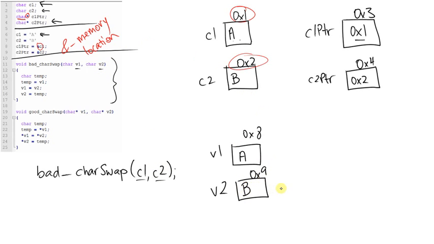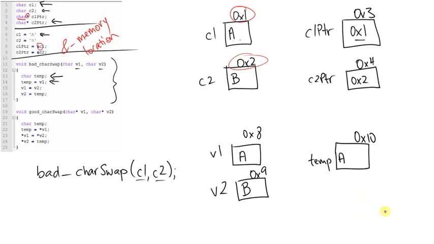So that's B. Okay. So, looking at the first line here, char temp, what we're doing is we're creating another variable, so it's in memory. Going to the next line, temp equals V1. What this means is that the value of where temp exists is equal to the value of V1. What's the value of V1? It's A.